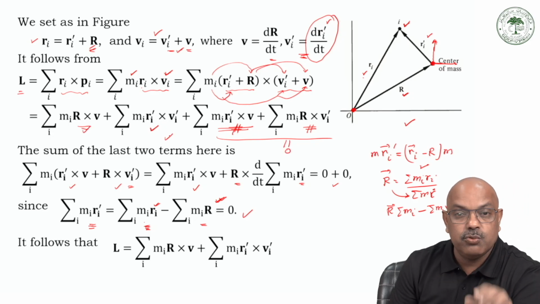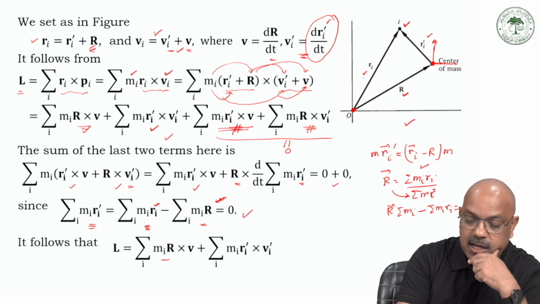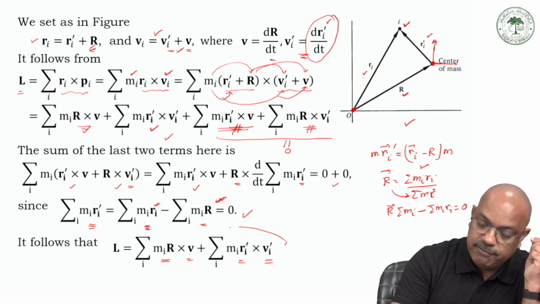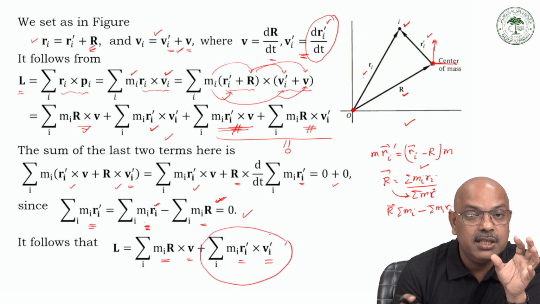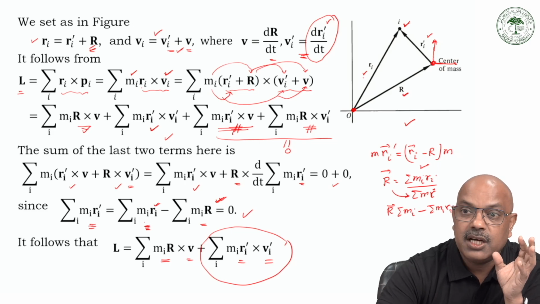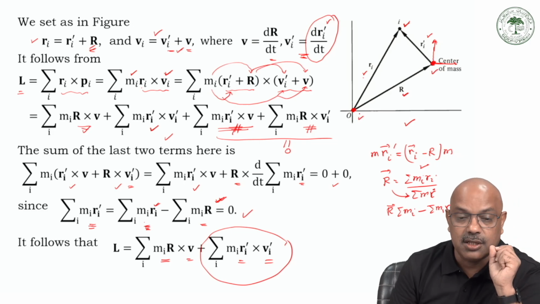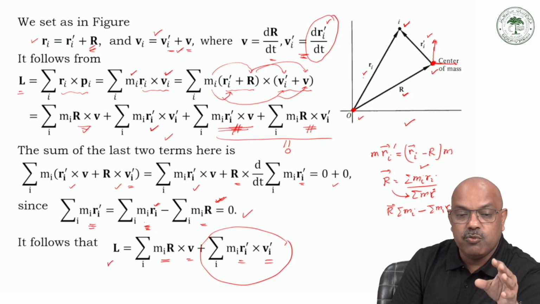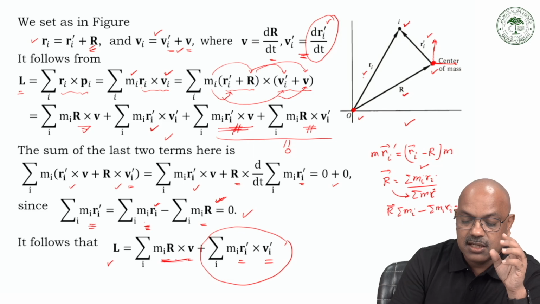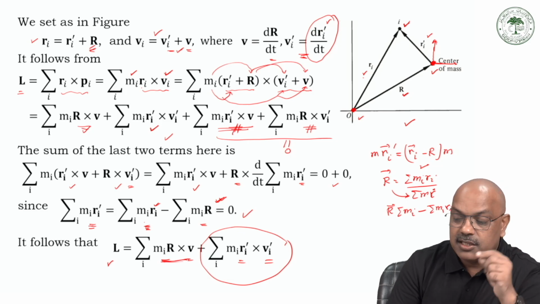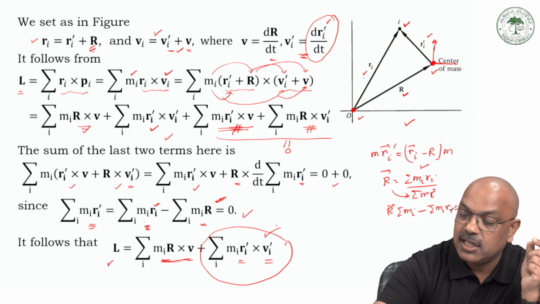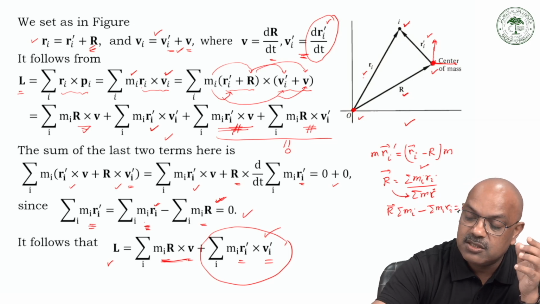These two terms are very important. One is mi R cross V, and the second is mi Ri prime cross Vi prime. Whenever there is a prime, that means you are looking at the system with respect to the center of mass, not from this position. So the total angular momentum consists of two parts: the angular momentum of the center of mass, and the angular momentum about the center of mass, where something is moving around it.